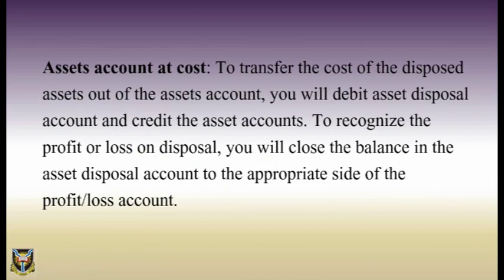Asset account at cost. To transfer the cost of the disposed assets out of the assets account, you will debit asset disposal account and credit the asset account. To transfer the accumulated depreciation on the asset to the disposal account, you will debit the provision for depreciation account and credit asset disposal account. To record the proceeds of disposal, you will debit bank/cash account and credit asset disposal account with the proceeds on disposal. To recognize the profit or loss on disposal, you will close the balance in the asset disposal account to the appropriate side of the profit/loss account.